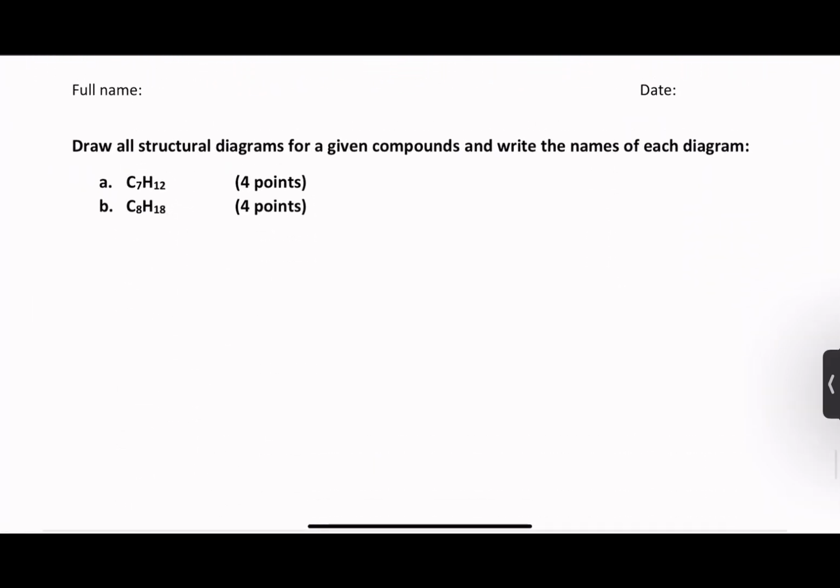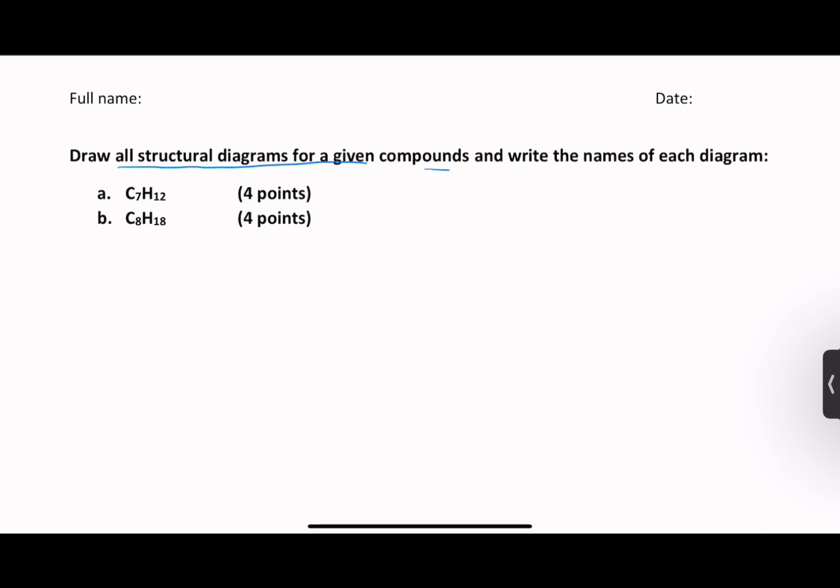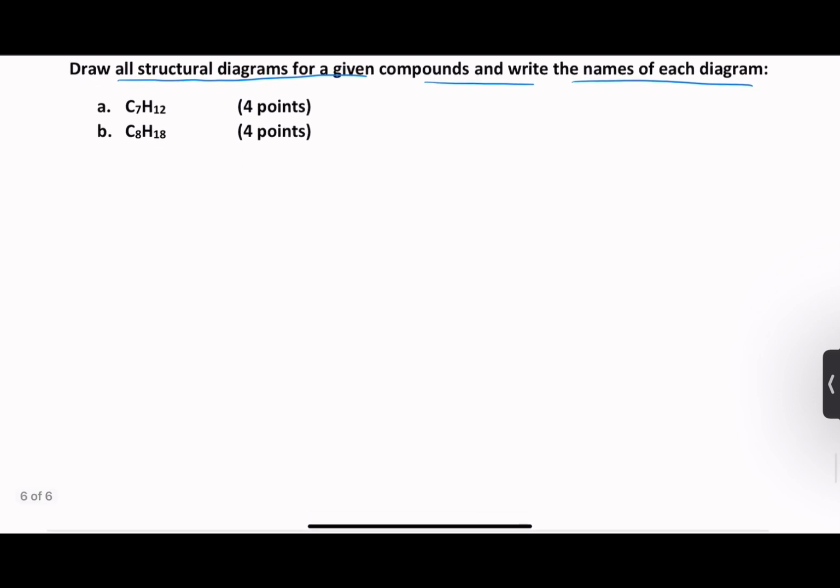And now we go to the last question. Draw all structural diagrams for given compounds. Write the names of each diagram. So this is the molecular formula, right? C7H12. If you look at the formula, it looks like CnH2n minus 2, because 7 times 2 minus 2 is 12. So this guy is alkyne.